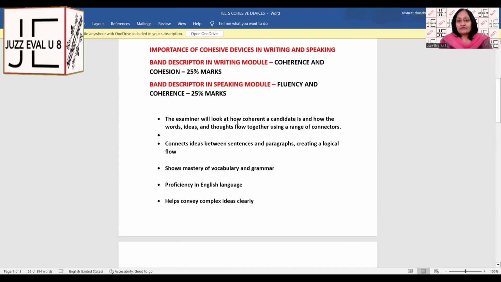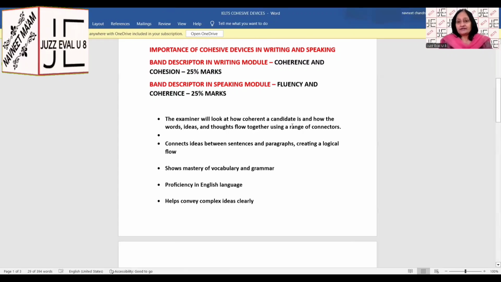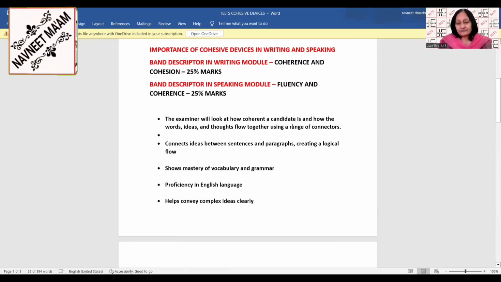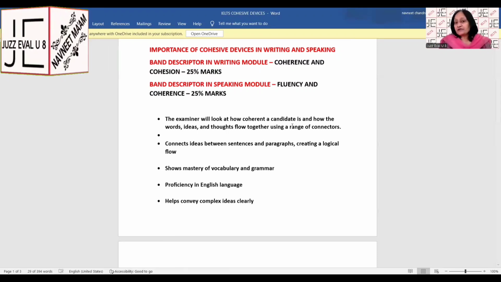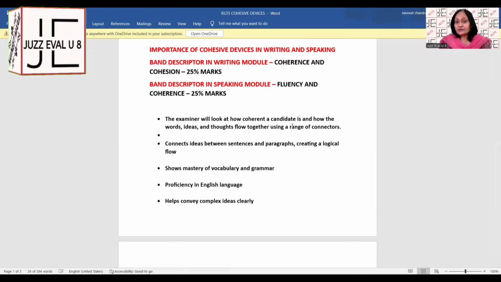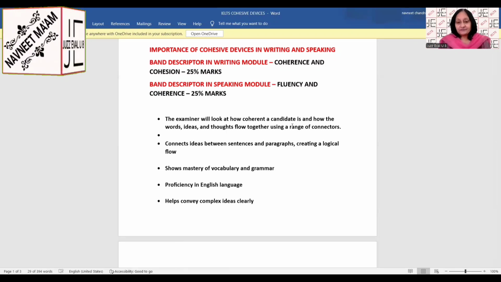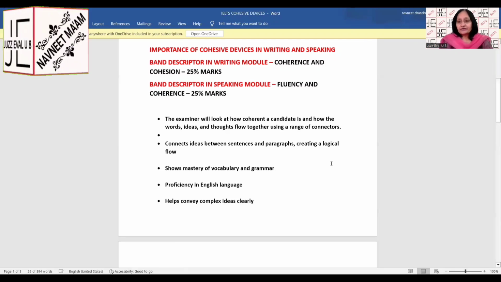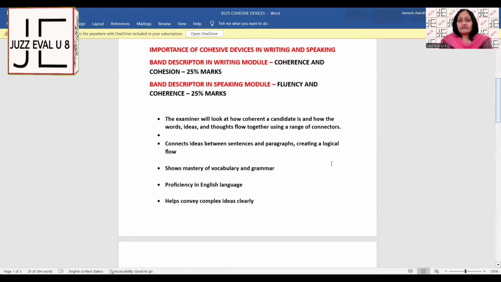So the examiner will look at how coherent the candidate is. That is, what is your clarity about writing, about speaking, how your words, ideas, and thoughts flow together by using these. So that will obviously give a good impression.